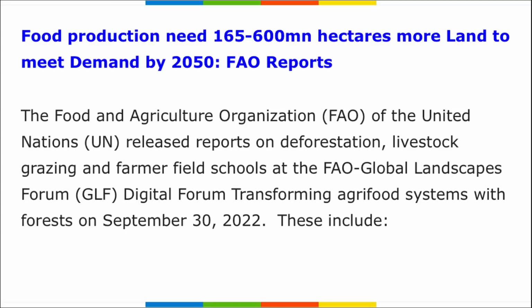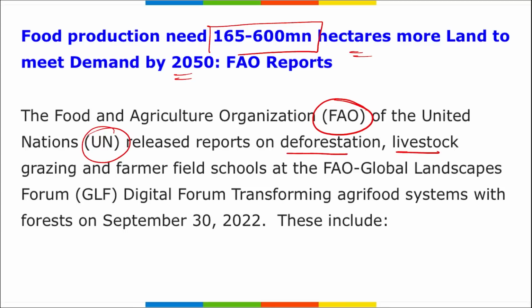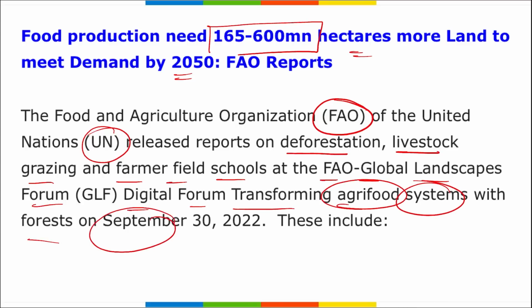Next, we are talking about food production needing 165 to 600 million hectares more land to meet demand by 2050, as per the report released by FAO. I repeat, FAO, that is the Food and Agriculture Organization of the United Nations. They released a report on deforestation, livestock grazing and farmer field schools at the FAO Global Landscape Forum Digital Forum, transforming agri-food systems with forests, on September 30.